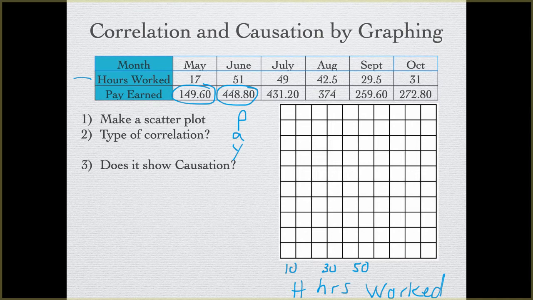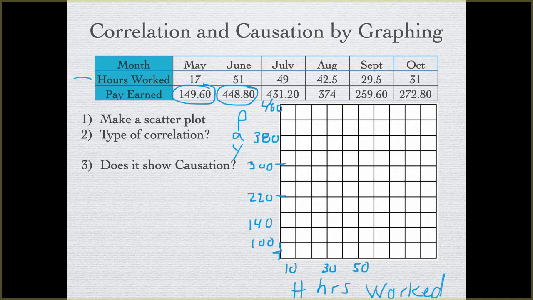So we need to make sure we start at least below 149.60 so we can fit it on our graph. So what I'm going to do is put a break here. I'm going to make my first line 100, and I'm going to use a scale of 40. So 140 goes to 180 goes to 220 up here. And then 260, 300 is right here. And then we go to 340, 380. And our last one up on top here is 460. Okay.